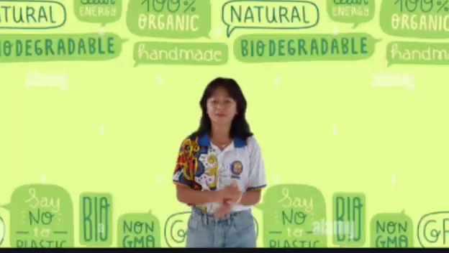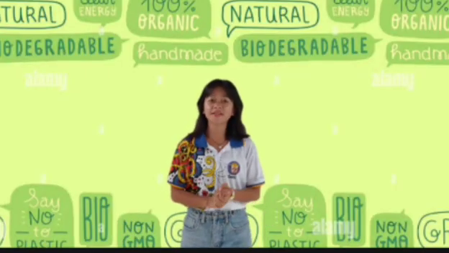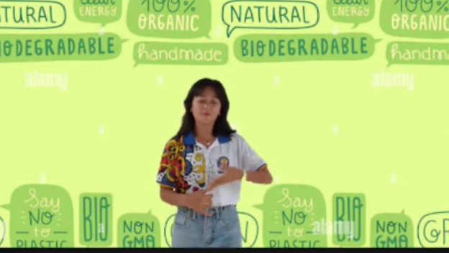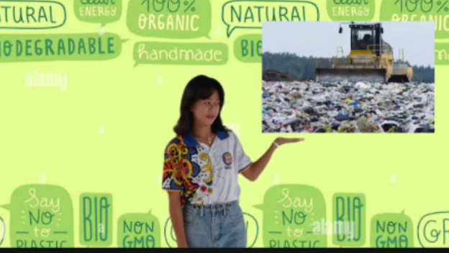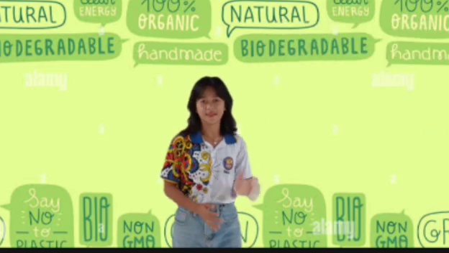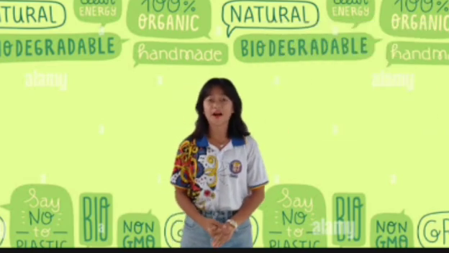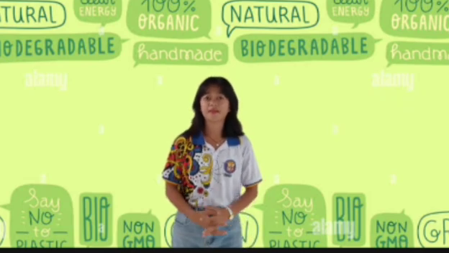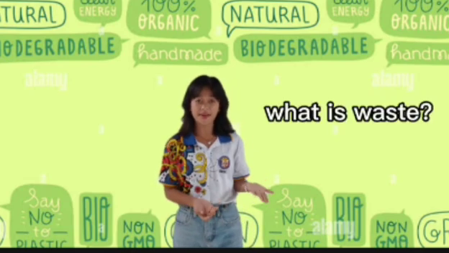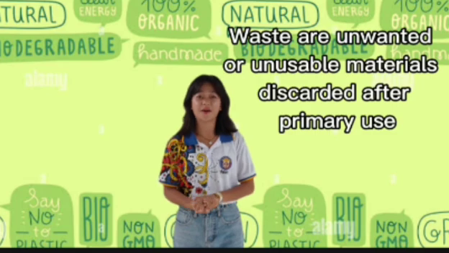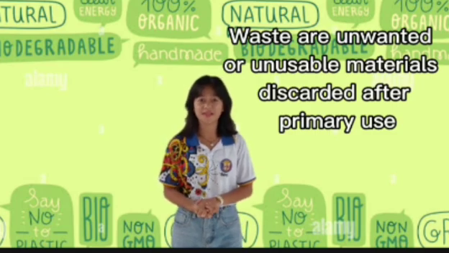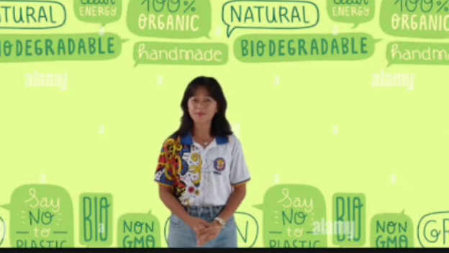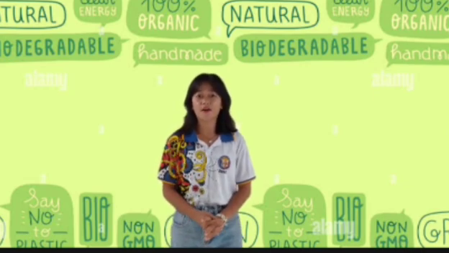So for today's new lesson, we're going to tackle the proper disposal of waste. What have you observed in this picture? Yes, all you see are foul garbage or waste. What is waste? Waste is unwanted or unusable materials discarded after primary use. There are two main categories of waste.